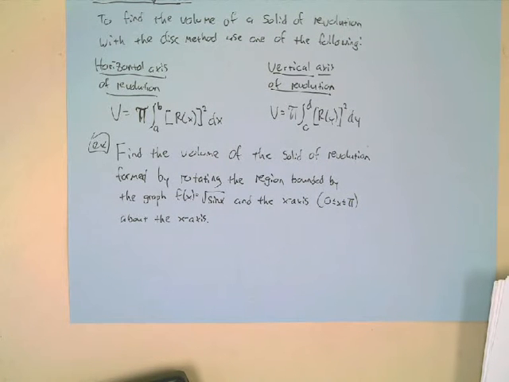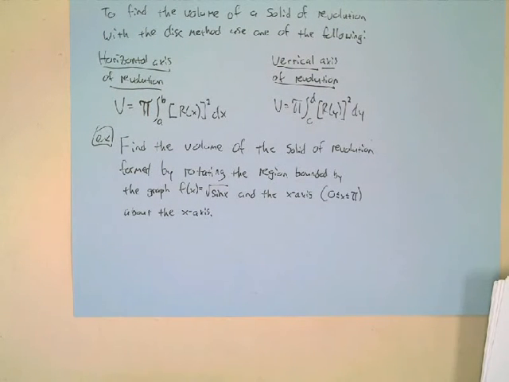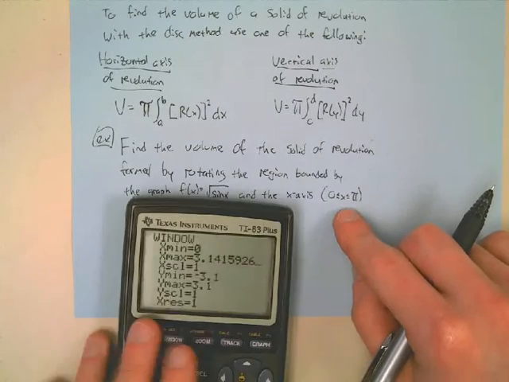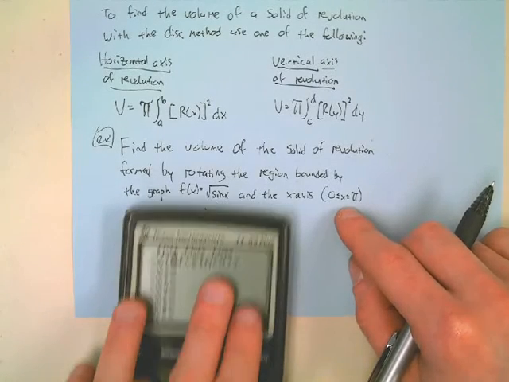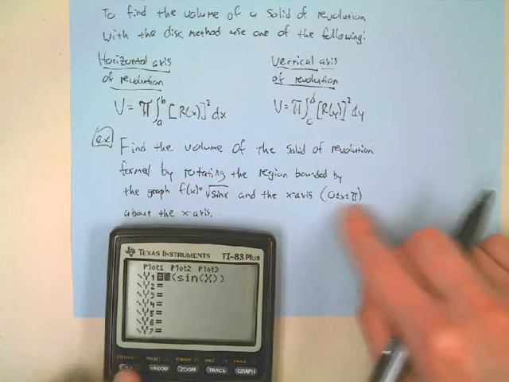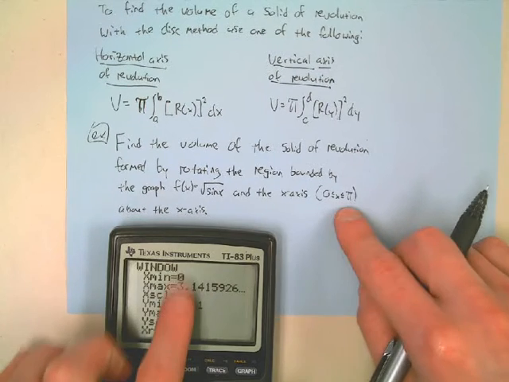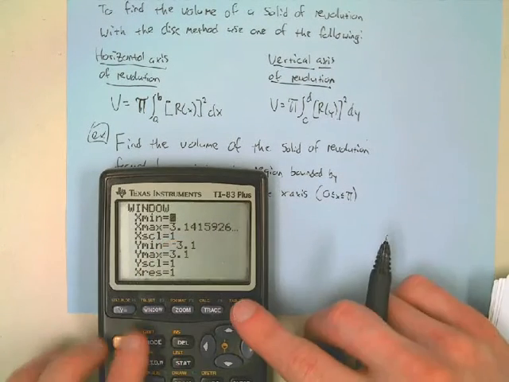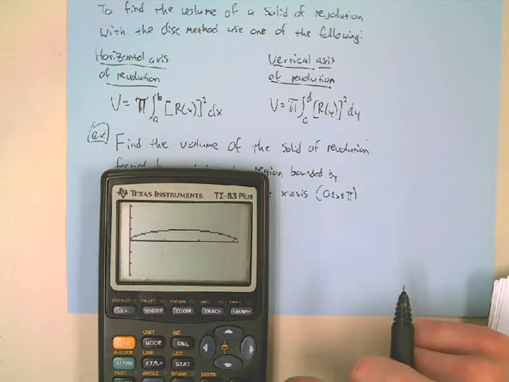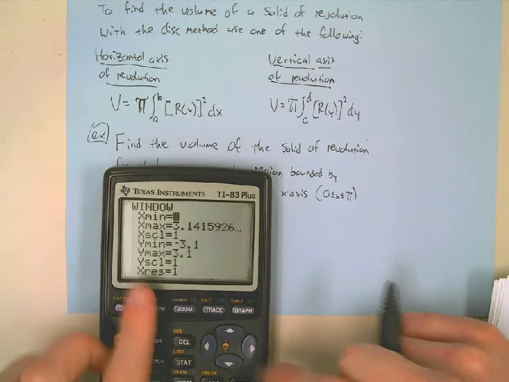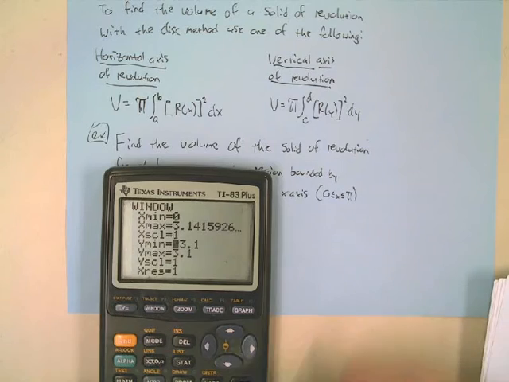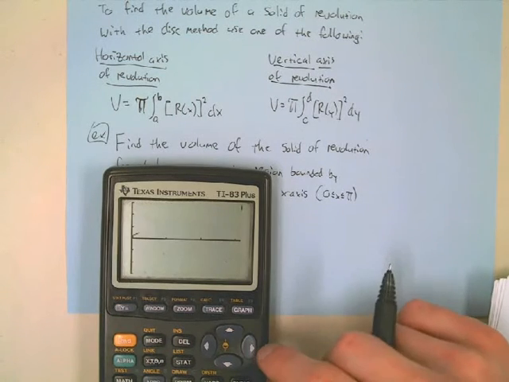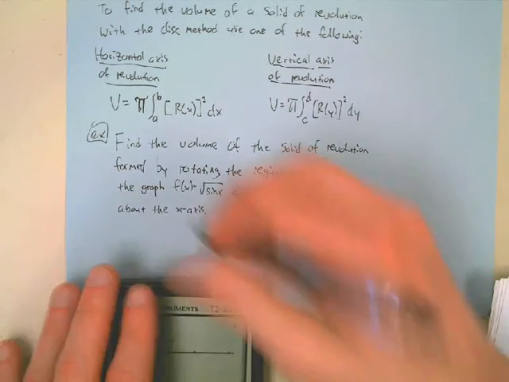So let's see what this region looks like. So I'm going to graph the square root of sine of x. I'm only going to choose the window to be from 0 to pi. So I went from x min 0 to x max pi. Can I graph it? And there it is. My y goes from negative 3 to 3. So there it is, right there. Is that what you got?